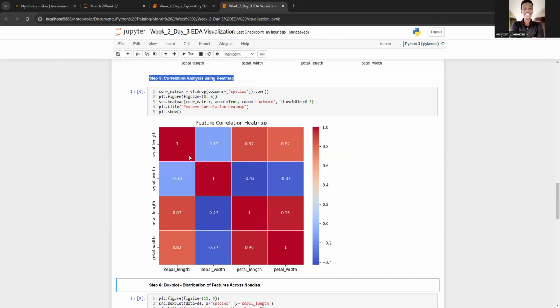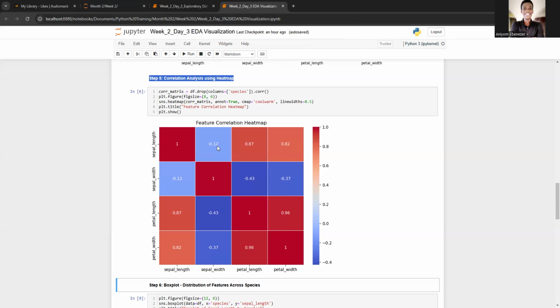So that's why it's having a 1.0 score. And then if I look at this other one, sepal length and sepal width, I'm having minus 0.12. Mind you, when you're traveling from 0 to 1.0, it's positively correlated, very, very positively correlated, right? Then when you're going the other way around, from 0 to -1, it is negatively correlated.